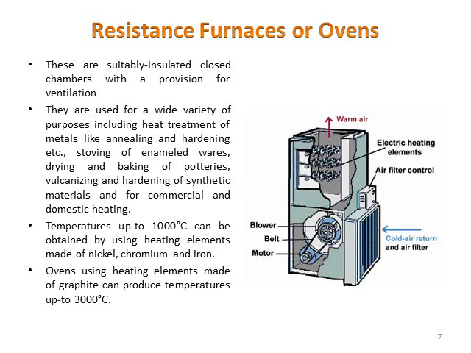So this is the arrangement of a resistance oven. Here we are placing the heating elements. A powerful blower is used to blow the air inside the heating chamber so that the heat distribution will be uniform.